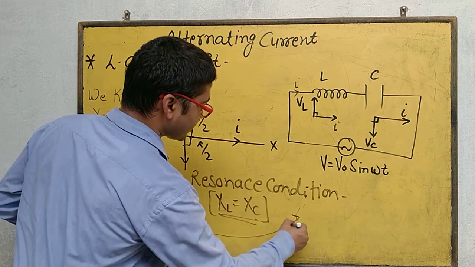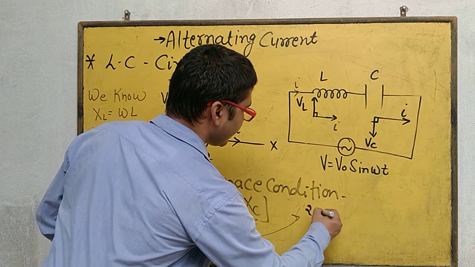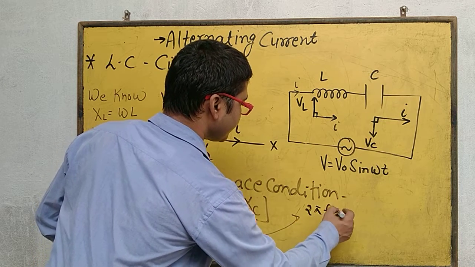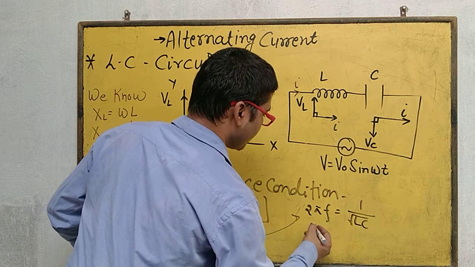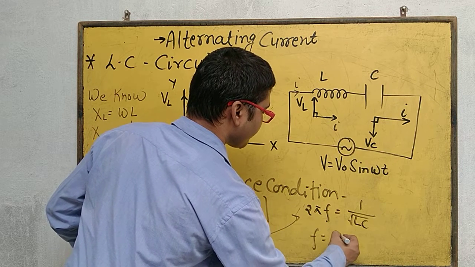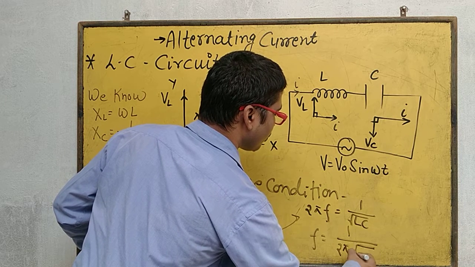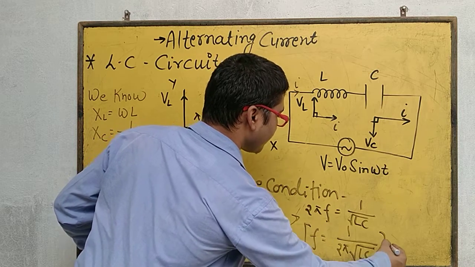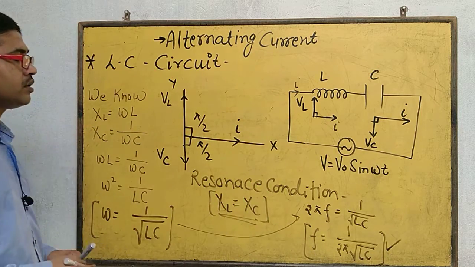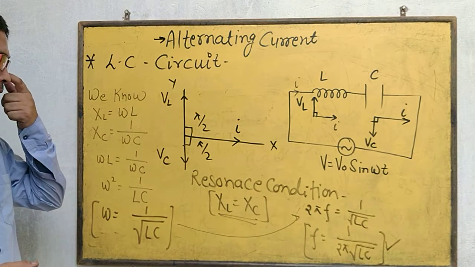Omega here you can write as 2 pi into f, where f is the frequency, is equal to 1 upon root LC. Now you can write f is equal to 1 upon 2 pi root LC. So this is the equation of angular frequency of resonance condition of LC circuit.